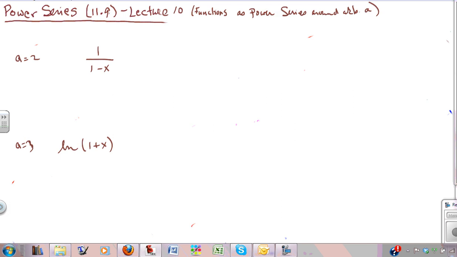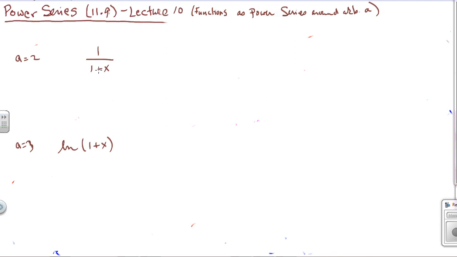Anyway, we have been describing functions as power series, and at this stage we've only described functions as power series around the point a equals 0. And I want to just talk about how we would do it around the point a equals some other number that makes sense. So let's look at this first one.